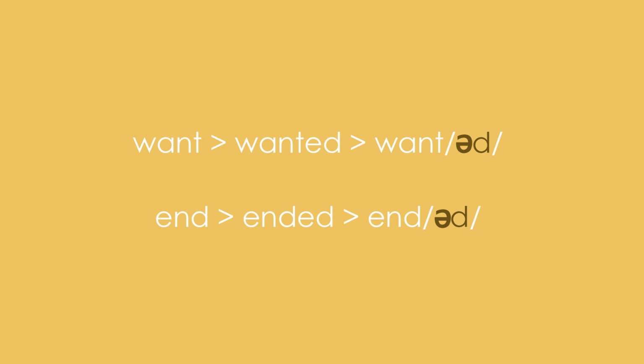Okay, let's look at some other examples so that you know how to pronounce it. So, want, repeat after me, want, and then wanted. Good. The next example, end, ended. All right, you can hear the other syllable, end, ended. So this is adding one syllable, and this is the id pronunciation at the end.